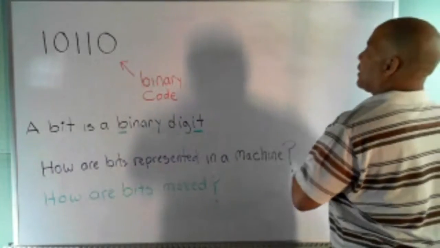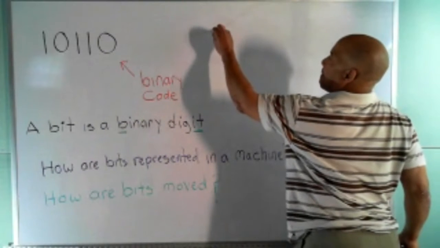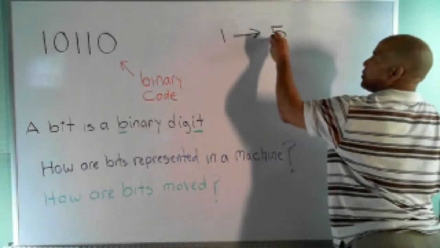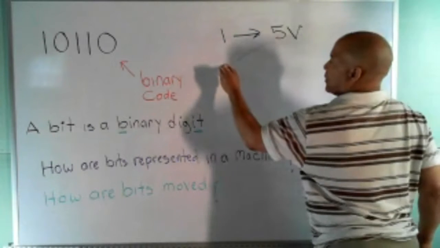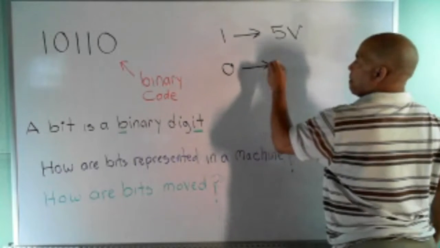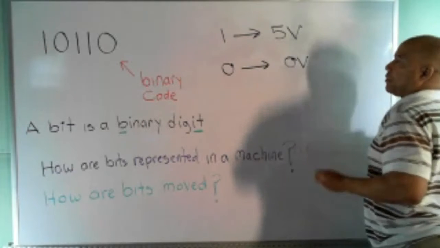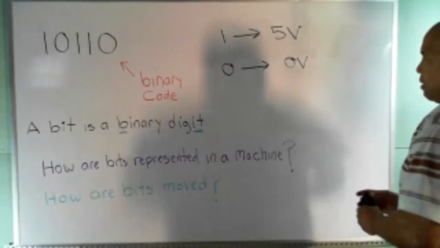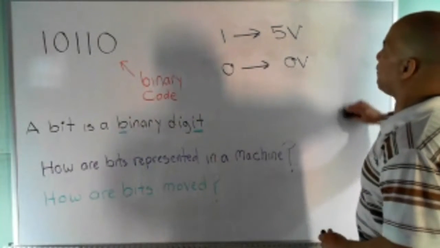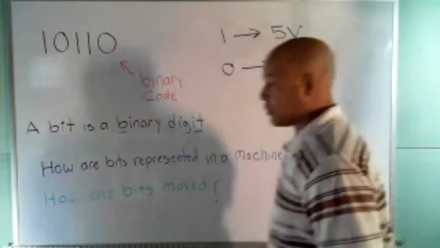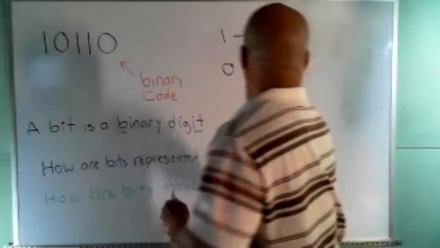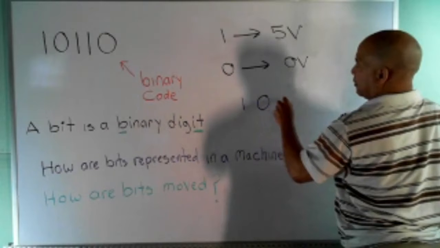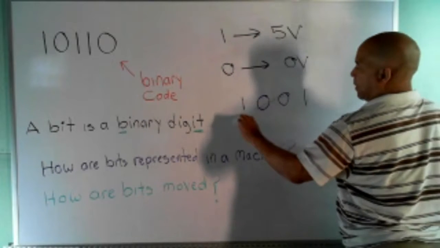So we're going to use 5 volts to represent a binary 1, and 0 volts to represent a binary 0. So what I could have is maybe a code. Maybe I have 1, 0, 0, 1. So that's my binary code.